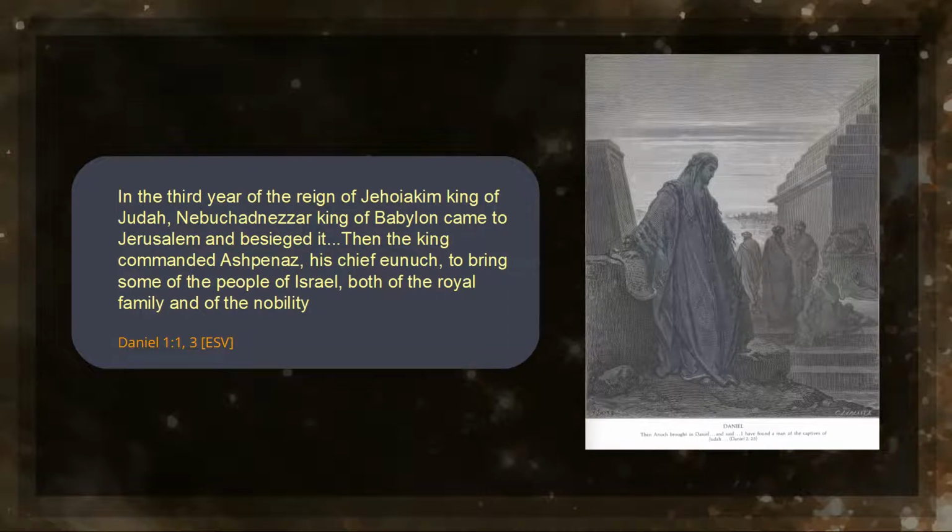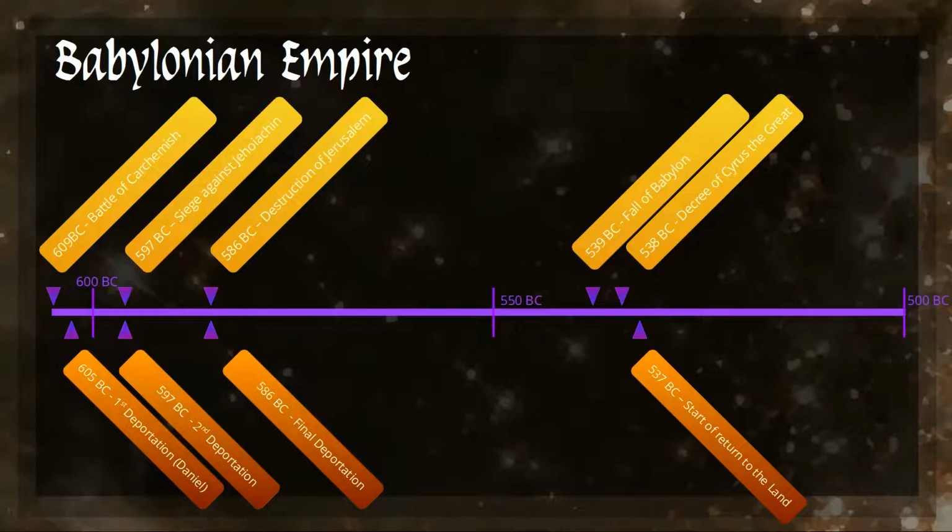Next, we have to examine the dates of when the deportations occurred to see what length of time can be considered. There were 3 times that Nebuchadnezzar, king of Babylon, came to Judah and carried off a portion of the population. The first is listed in Daniel 1:1-3. In the 3rd year of the reign of Jehoiakim, king of Judah, Nebuchadnezzar, king of Babylon, came to Jerusalem and besieged it. Then the king commanded Ashpenaz, his chief eunuch, to bring some of the people of Israel, both of the royal family and of the nobility. This was in the 3rd year of Jehoiakim, which is dated to 605 BC.